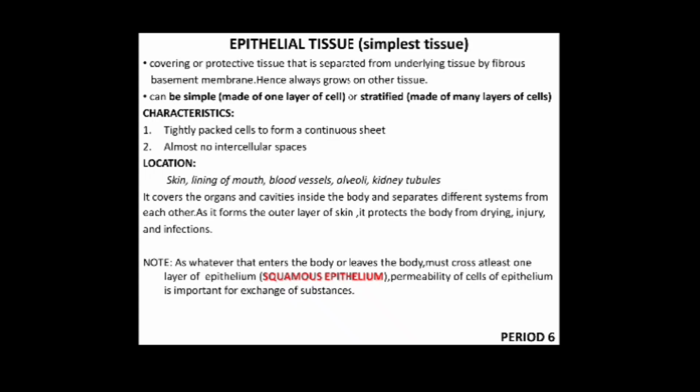It covers the organs and cavities inside the body and separates different systems from each other. As it forms the outer layer of the skin, it protects the body from drying, injury, and infections. Now note, whatever enters the body or leaves the body must cross at least one layer of epithelium, that is in general squamous epithelium. Permeability of cells of epithelium is important for the exchange of substances.